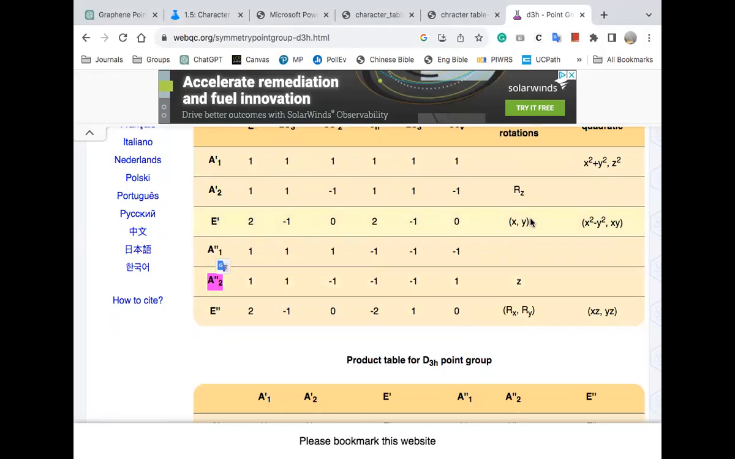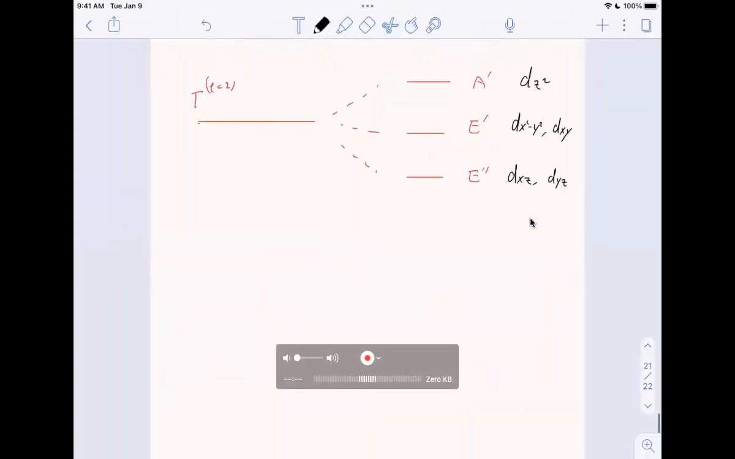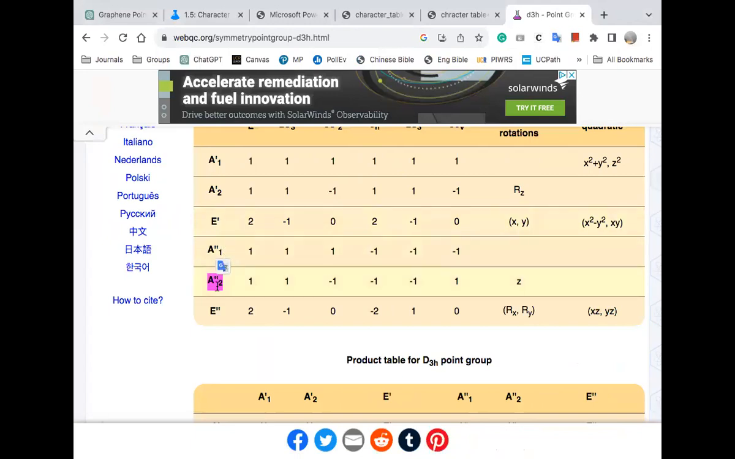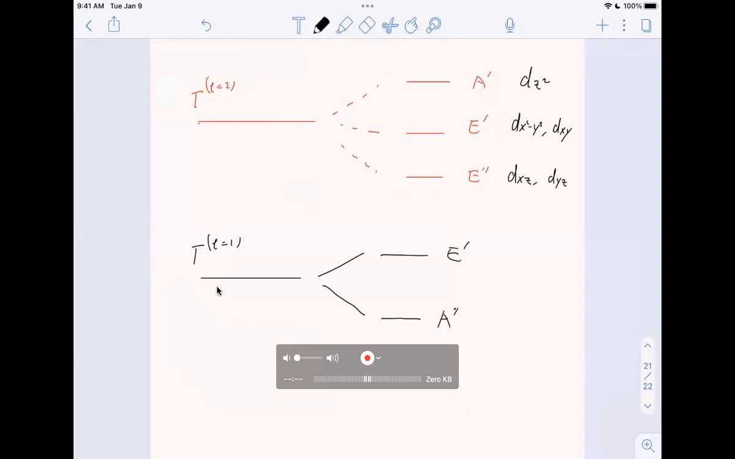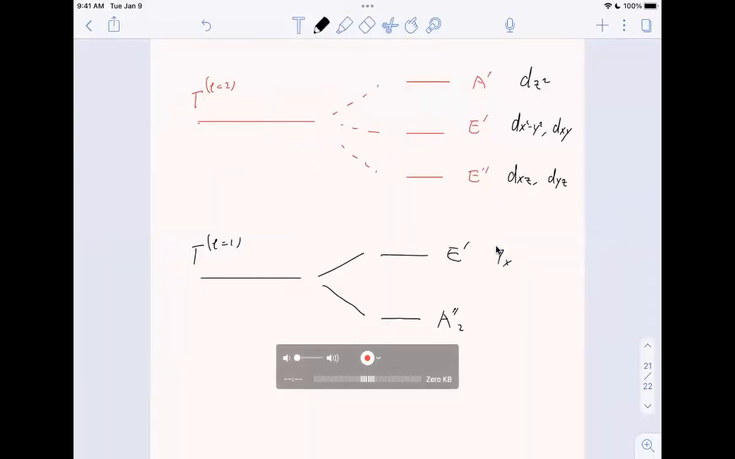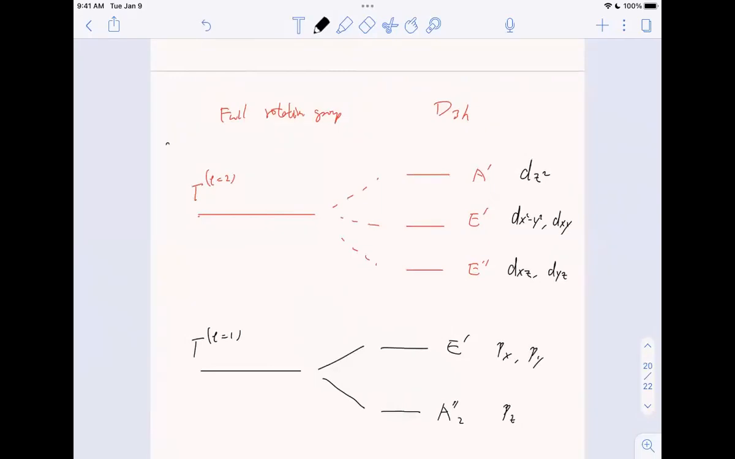So you can immediately, from the character table, already draw it out like this. The l equal to 1 level will be split into two. One will be the E prime, the other will be the A2 double prime. And basically you know that this is the pz, so this will be the px, py, and this will be the pz. So the atom will have such a splitting: px and py will have a different energy than pz. Okay, so this is for the d orbital, and this is for the p orbital.